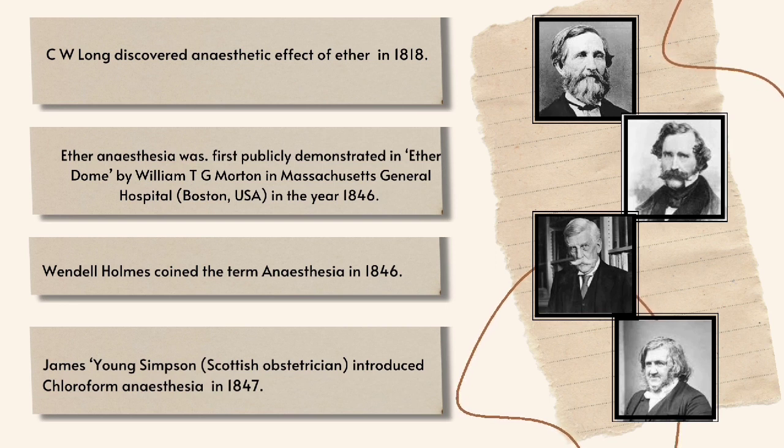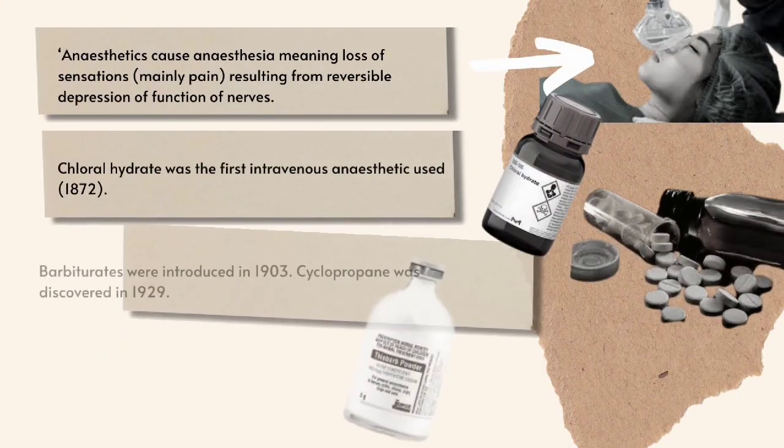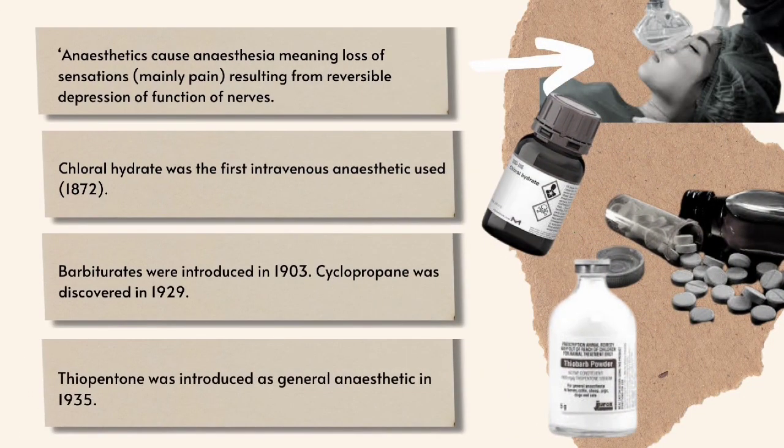In 1846, Oliver Wendell Holmes coined the term anesthesia. In 1847, James Young Simpson introduced chloroform anesthesia. Anesthetics cause anesthesia, meaning loss of sensation resulting from reversible depression of function of nerves. In 1872, chloral hydrate was the first intravenous anesthetic. In 1903, barbiturate was introduced. In 1929, cyclopropane was discovered. In 1935, thiopentone was introduced as a general anesthetic.